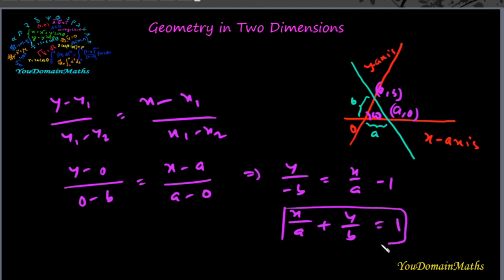This is the equation of a straight line which intercepts the two axes. The x-axis intercept is a and the y-axis intercept is b.